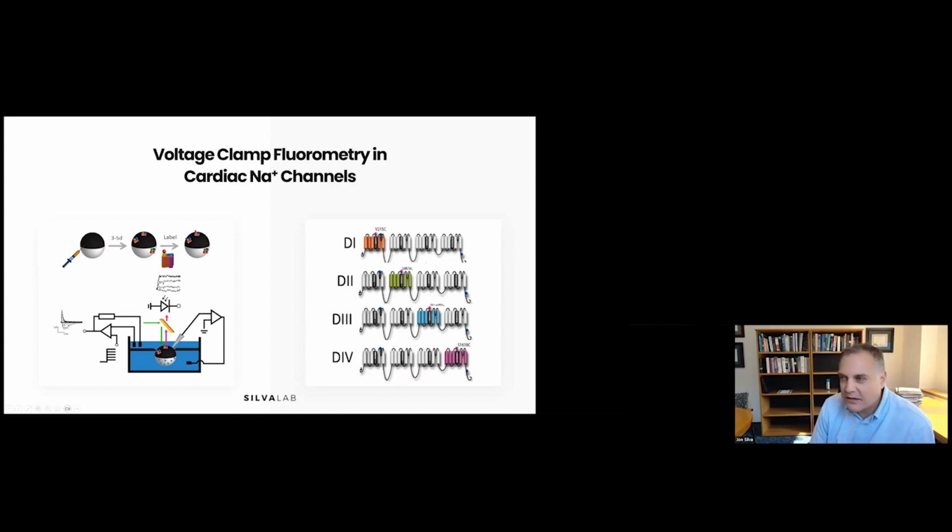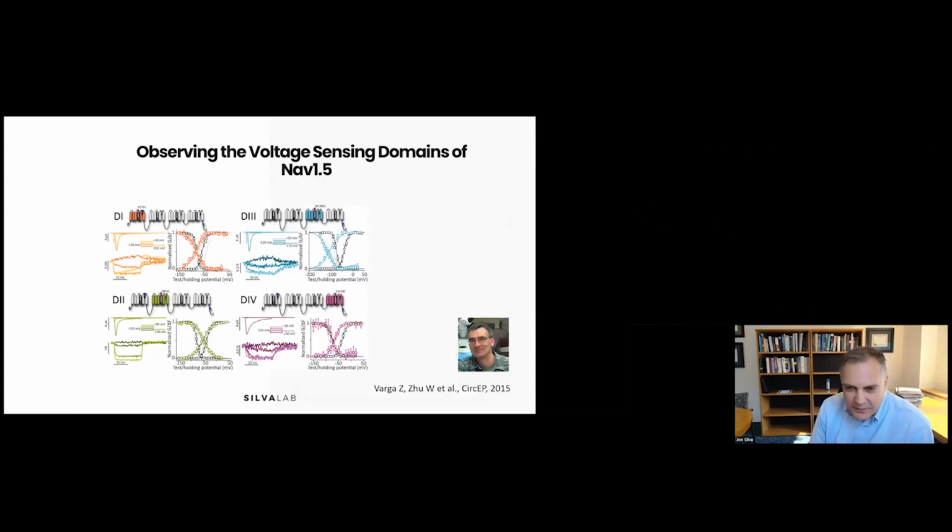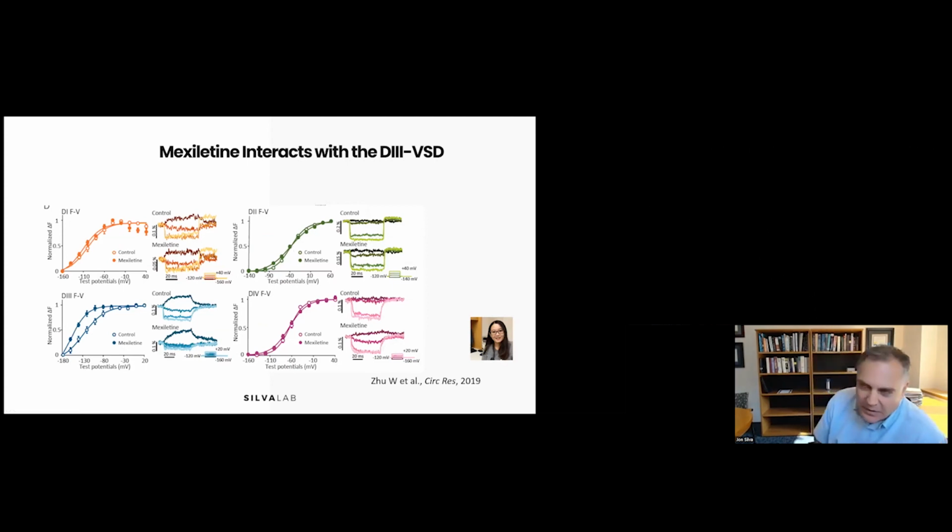So we can look at the ionic current coming through the channel at the same time that we watch these different parts of the channel move. This is work that Zoltán Varga did, and he was able to characterize all 4 of these constructs and show that we can look at the ionic current at the same time that we can watch the voltage sensing domains move in each of the 4 repeats of the channel. So this was work that Wandy followed up with looking at mixilotine.